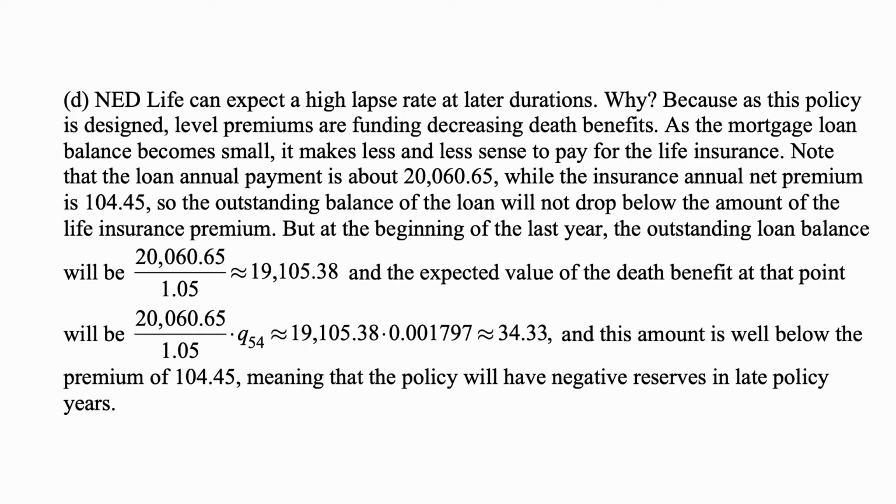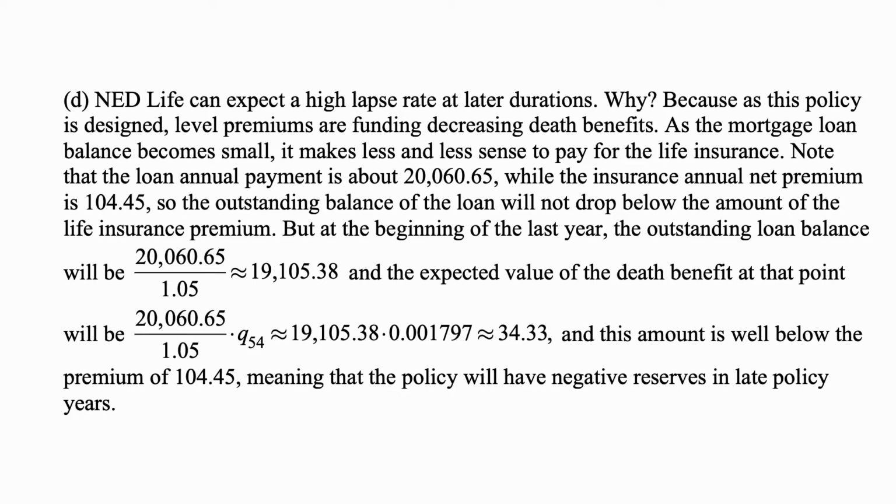For Part D, we note that NED Life can expect a high lapse rate at later durations because, as this policy is designed, level premiums are funding a decreasing death benefit. As the mortgage loan balance becomes smaller, it makes less and less sense to pay for the life insurance. Note that the loan amount payment is about $20,060.65, while the insurance annual net premium is 104.45. So the outstanding balance of a loan will not drop below the amount of a life insurance premium.